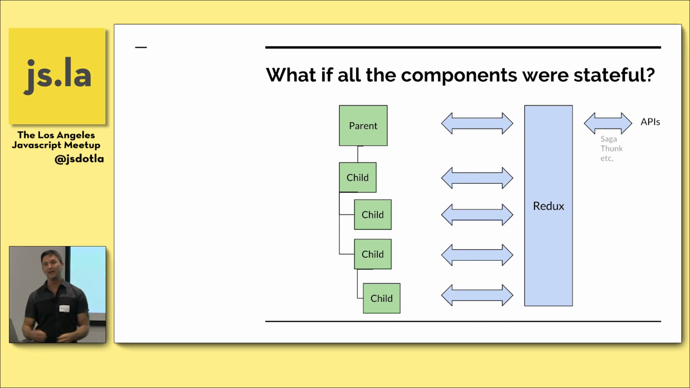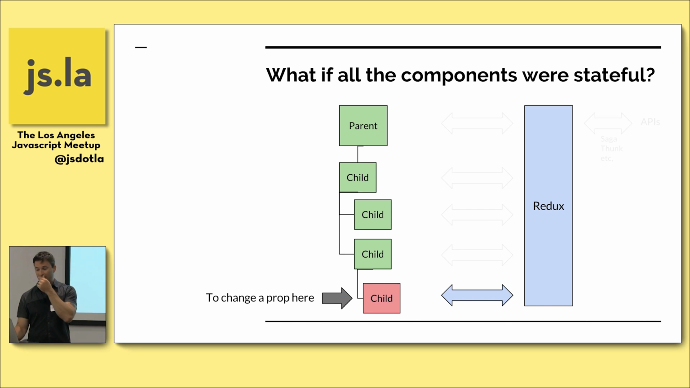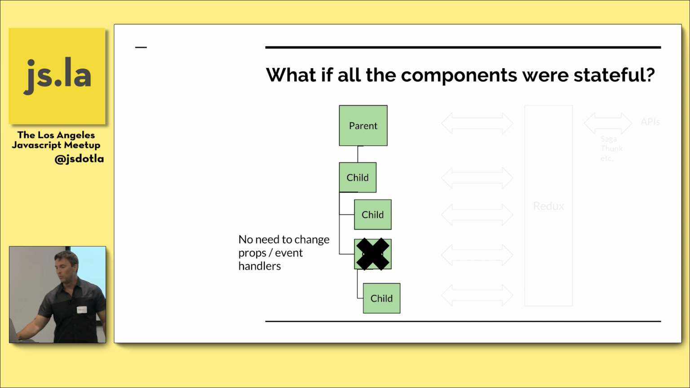Read state from the state tree, change it, dispatch things, all of that stuff. That means that when I want to change a prop here, only this child re-renders. That's the only thing, right? And when I need to remove this child for whatever reason, we don't want it anymore, I don't have to worry about this, because these guys are all autonomous. I can pull this child out and I can throw it into some other component tree and it still works.